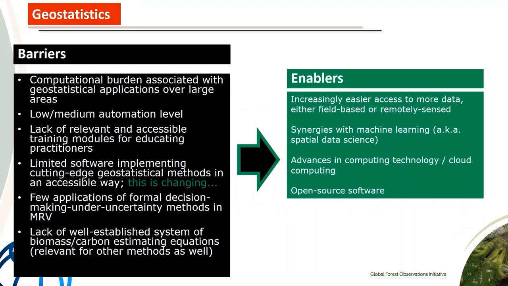Geostatistics. The barriers associated with geostatistics include the computational burden, a low to medium level of automation, a lack of accessible training modules, limited software that implements cutting-edge methods, although this is changing. There are few applications for decision-making when considering uncertainty methods, and a lack of well-established equations for estimating biomass and carbon. However, enablers include easier access to the appropriate data, increasing synergy with machine learning, along with advances in cloud computing and increasing availability of open source software.